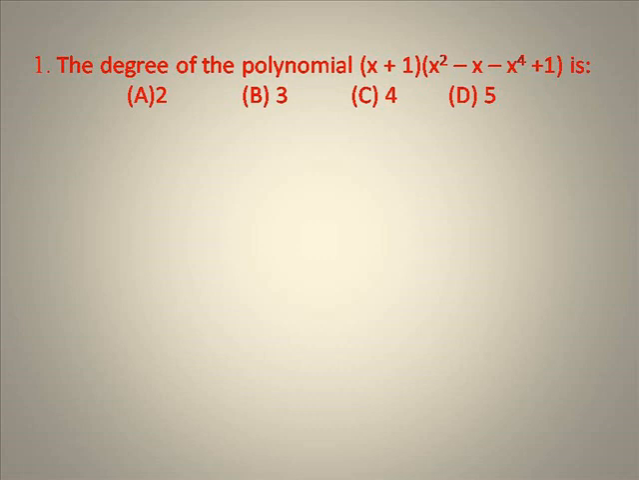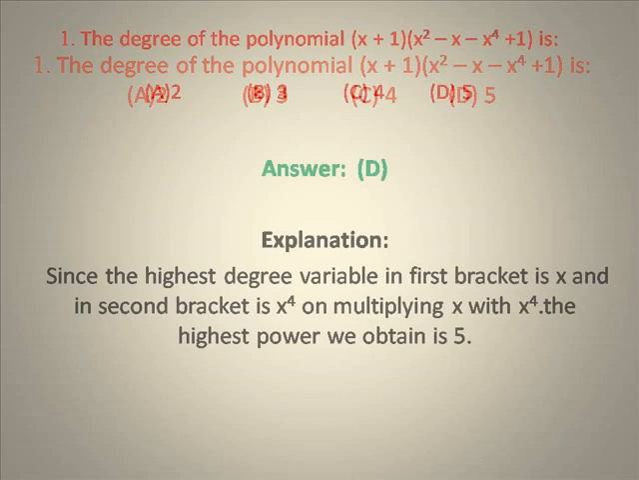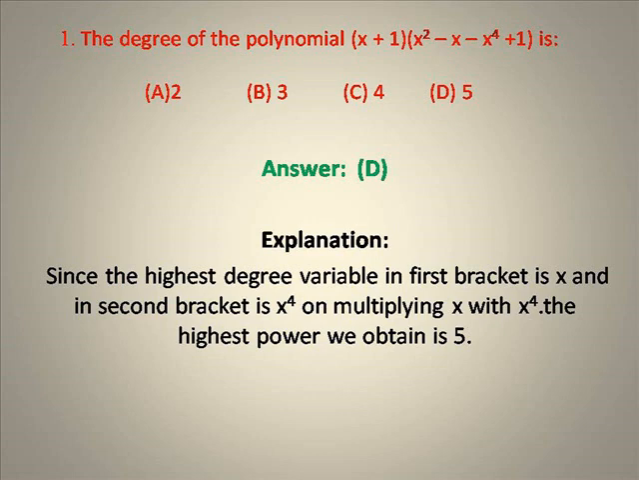Question number 1. The degree of the polynomial (x plus 1) into (x square minus x to the power 4 plus 1) is. You have 4 options. Let's see the answer. The answer given is D. Why is it? You can see the explanation is also given. Since the highest power of the variable in the first bracket is x and in the second bracket is x to the power 4, if we multiply them, the highest power is x to the power 5. So the degree is 5. So answer D is the correct answer.